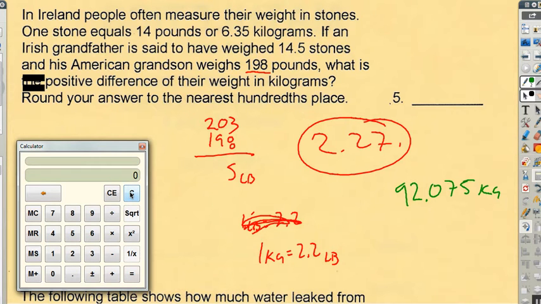Well, how many kilograms are in 198 pounds? So 198 divided by 2.2 is 90. So if you subtract these, you get 2.06 rounded kilograms. Yes? Sorry, what, 2.07, I found. That's a difference of 0.2 of a kilogram between this answer and this answer.